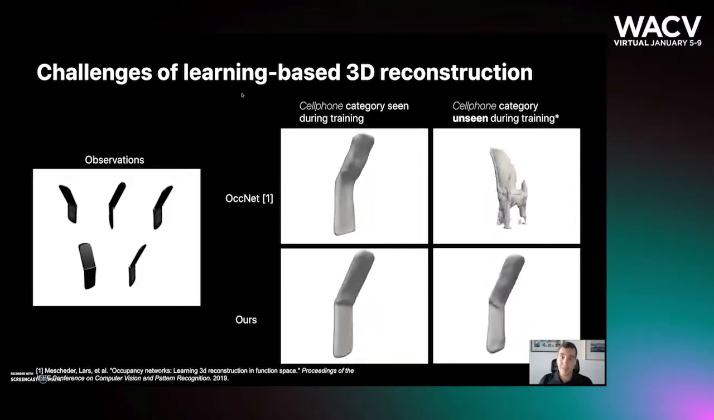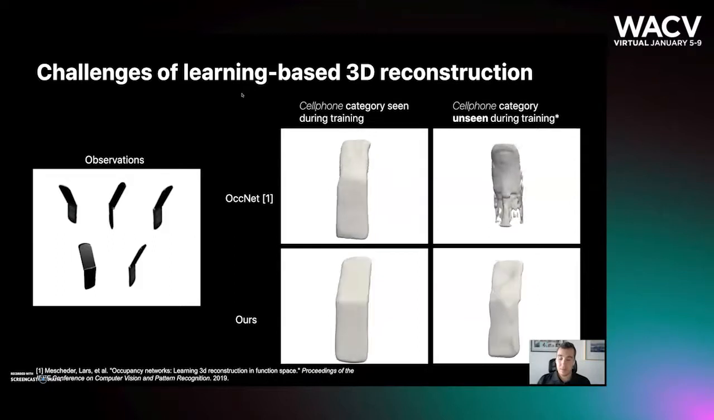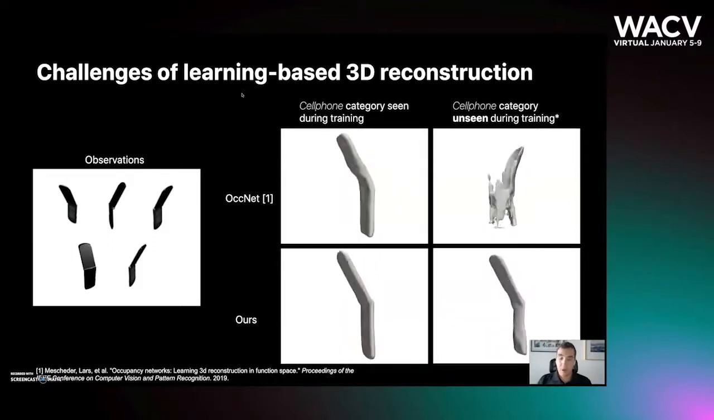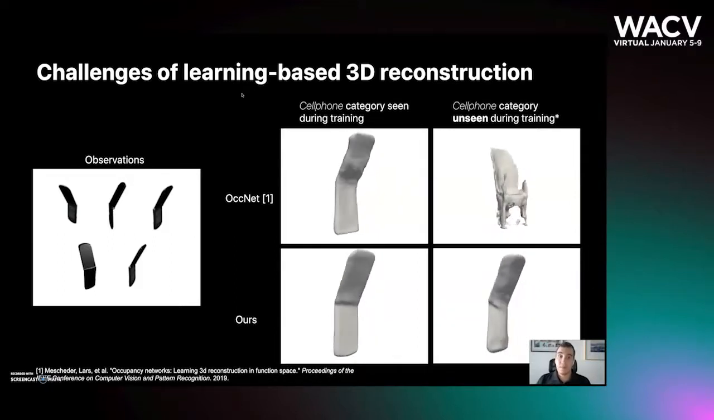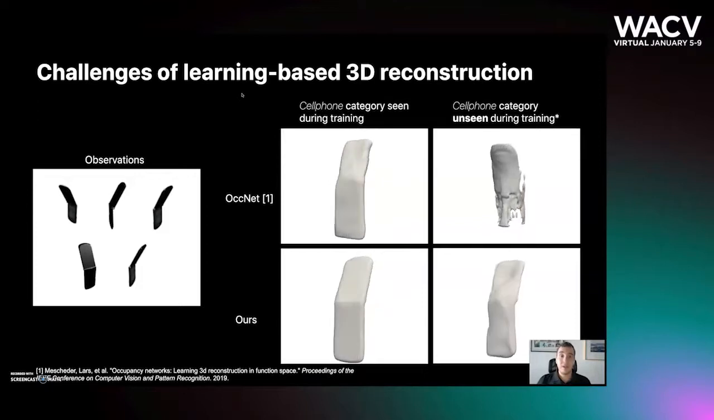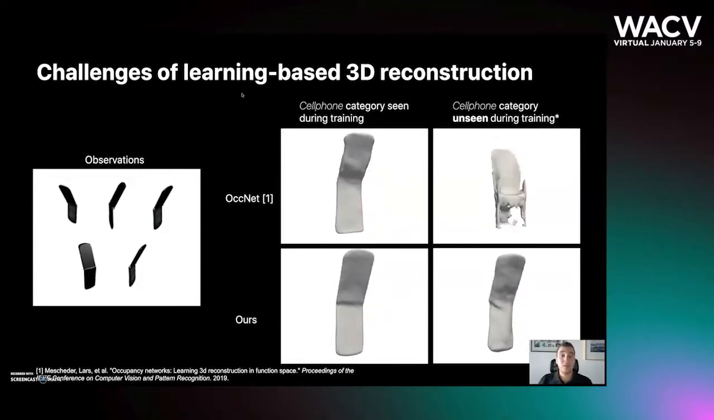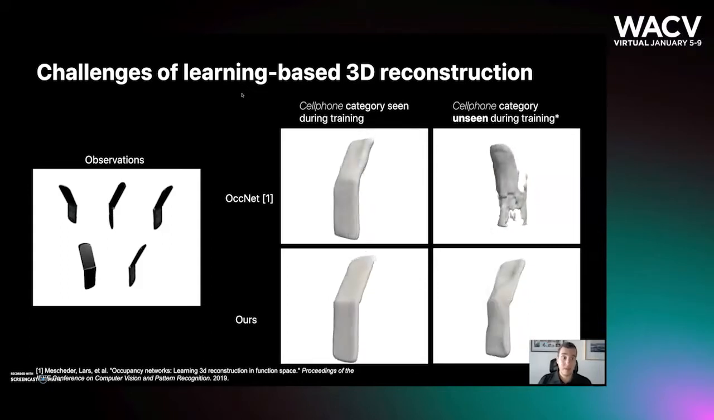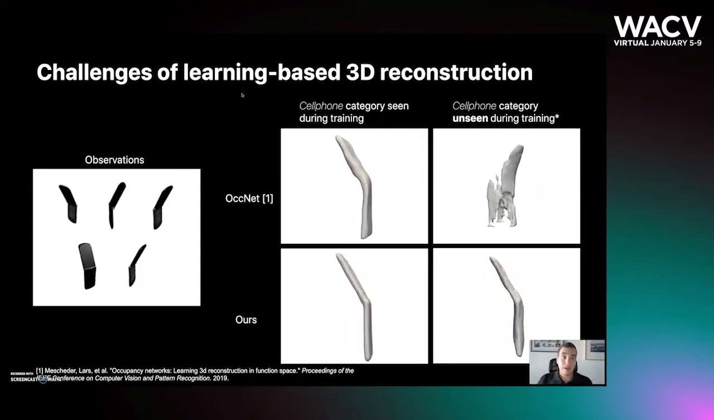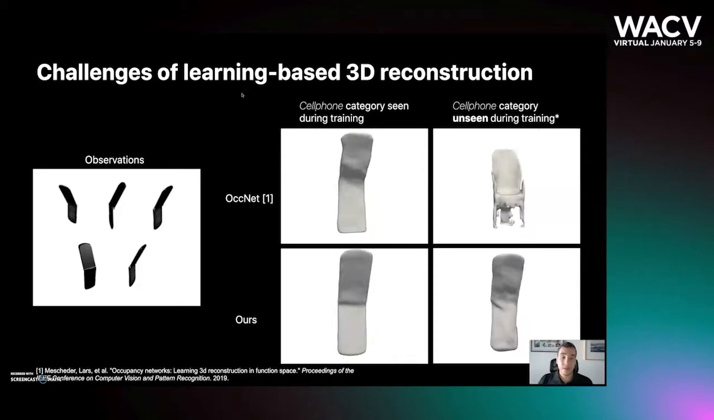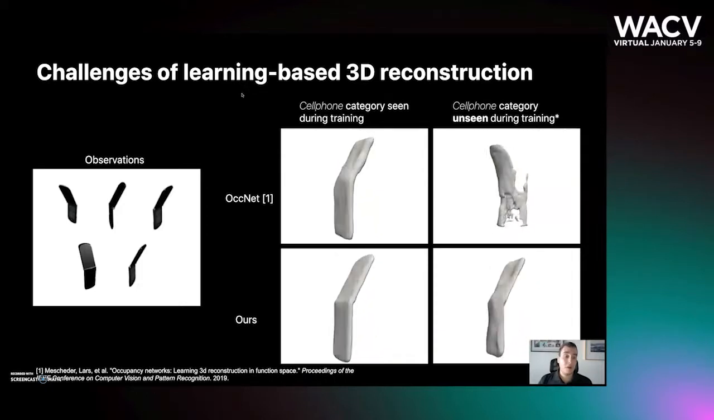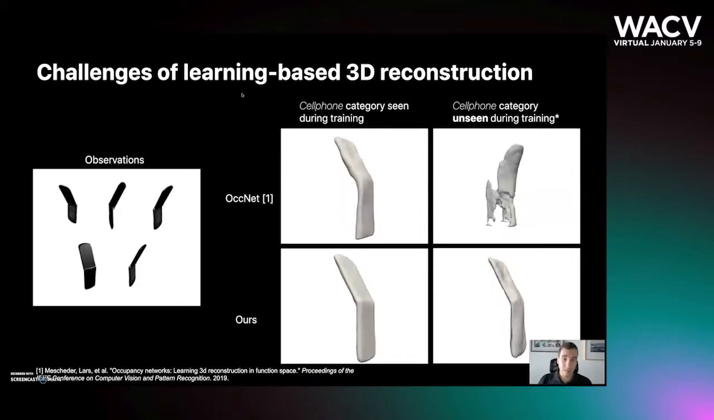In this example, given 5 observations of a foldable phone, note how both ONet and our model perform similarly when training data includes the cell phone category. However, if we exclude cell phone data from the training set, ONet's performance degrades quite significantly, while our model still performs reasonably well.